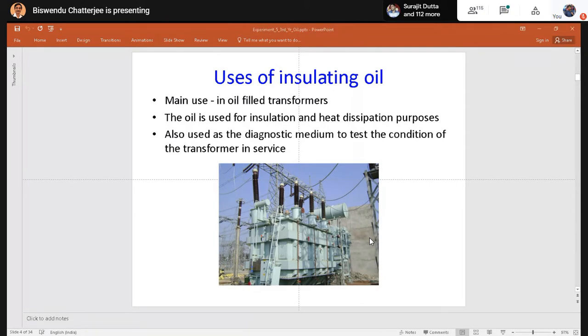You can easily compare this with us. We do our blood test, and from the blood test we can determine some health condition. Exactly that is equivalent in the transformer, where on the bottom side there is a small drain valve, and with the help of that valve a very little part of the oil is taken outside and tested to know the condition of the transformer in service. How? We will see now.